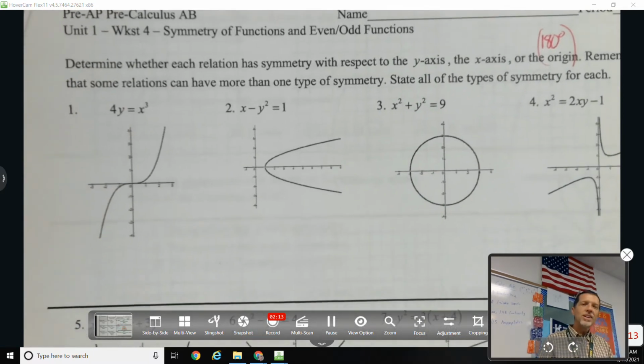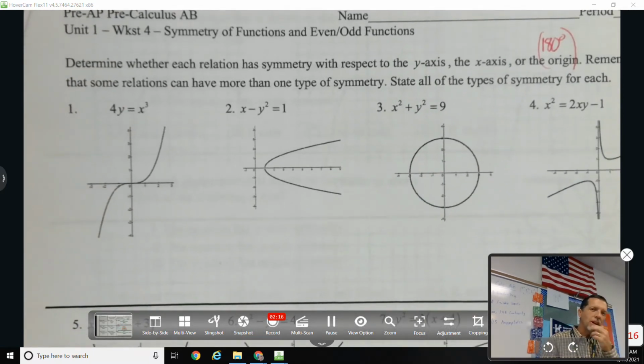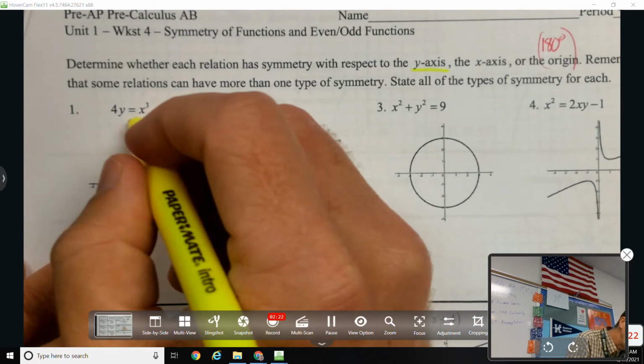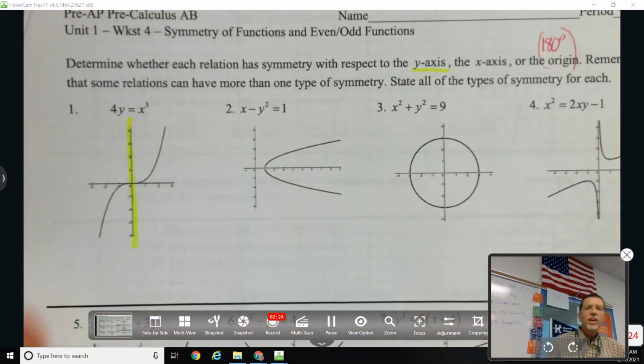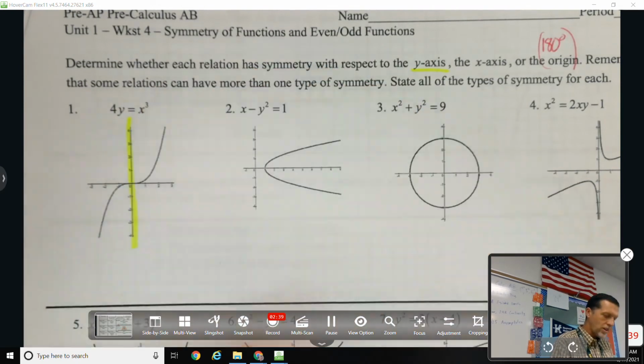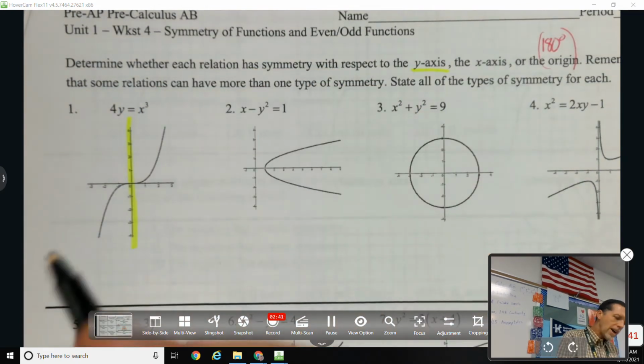So let's look at number 1. I think we'll do the first 3 together. So does it have y-axis symmetry? We'll just go overkill with this. So here's the y-axis. If I mirrored that graph across the y-axis, would it copy onto itself? It would not. If I tried to mirror it across the y-axis, then I'd get a piece of the graph up here. So not y-axis.